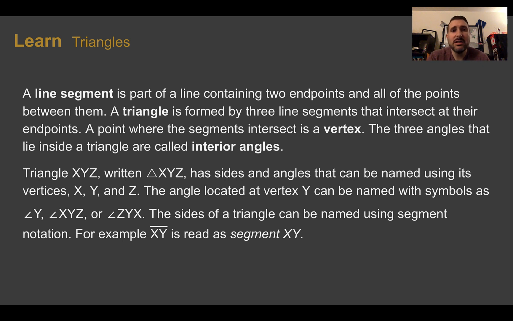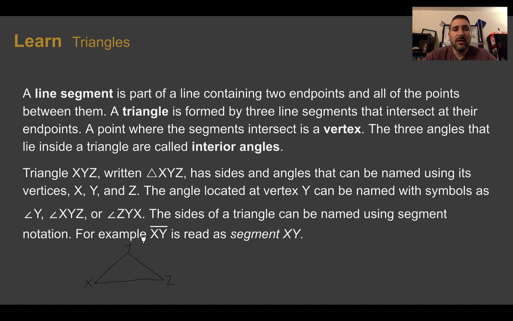If we're given a triangle, such as triangle XYZ, let's draw a triangle here. If I have X, Y, and Z, we can write that as the triangle symbol with X, Y, and Z, and show that it has sides and angles using its vertices, which is just plural for vertex. So we have our corner here, our vertex of X, vertex of Y, vertex of Z. And we can name different things using those vertices.